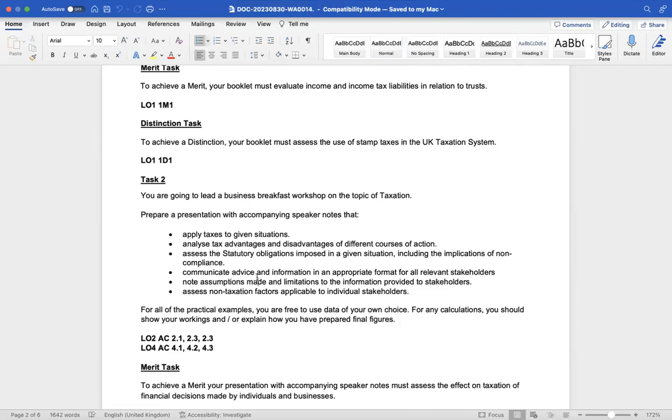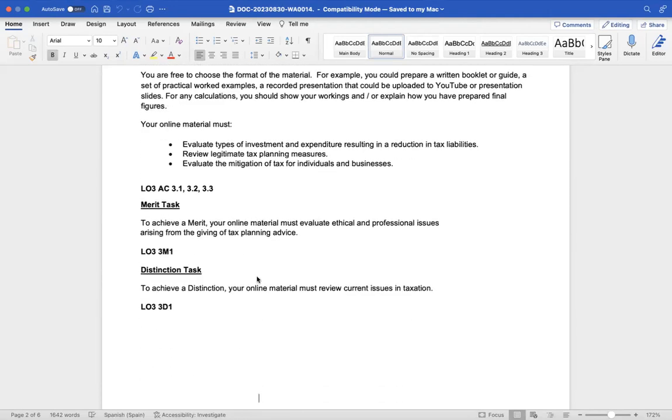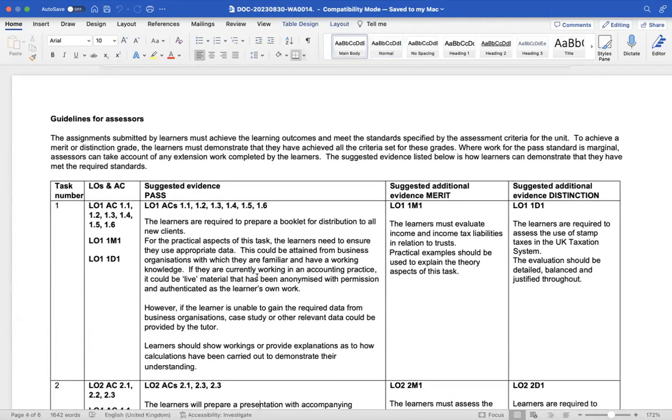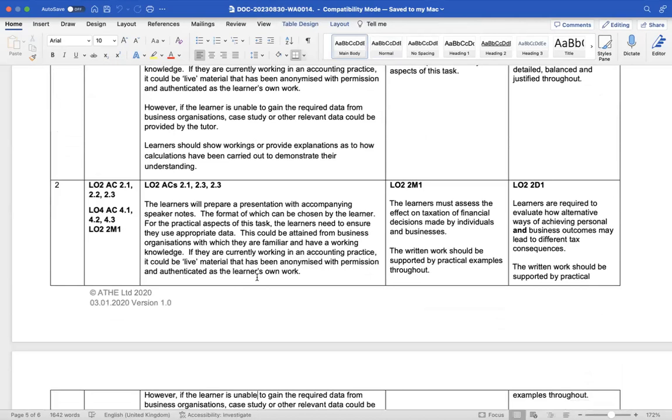So task 2, you will look at learning outcome 1. It's here, and to here. So the learner must assess the effect on taxation of financial decisions made by individuals and businesses. The written work should be supported by, as I said, practical examples, and learners are required to evaluate how alternative ways of achieving personal and business outcomes may lead to different tax consequences.